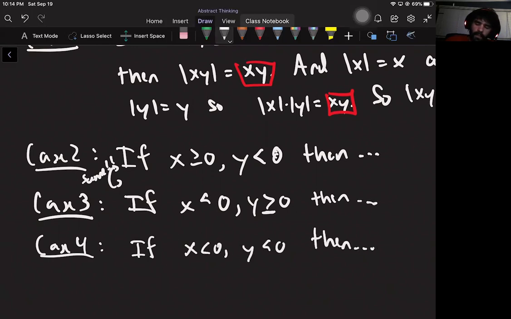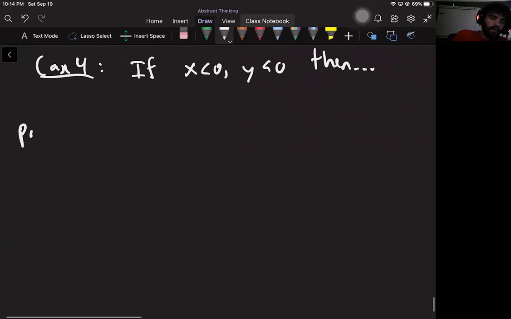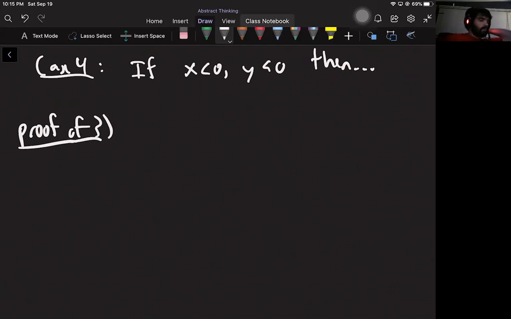Okay. So I want to skip that one because I want to do proof of 3 before I get too tired and crash here. So proof of 3, the triangle inequality. It's much more important.